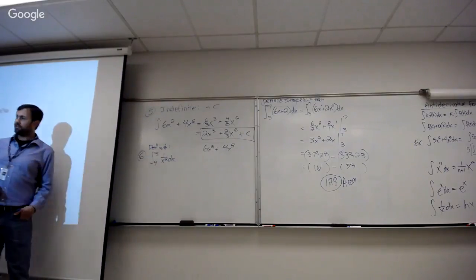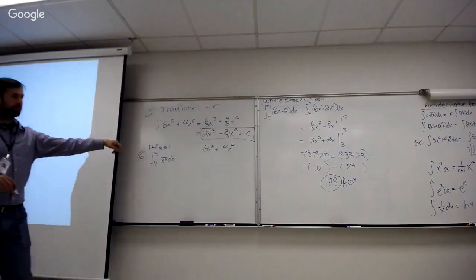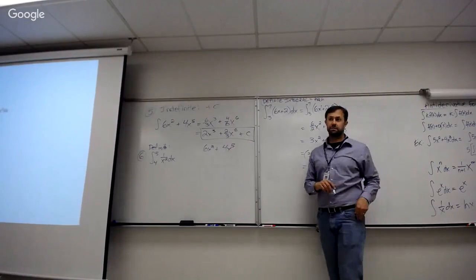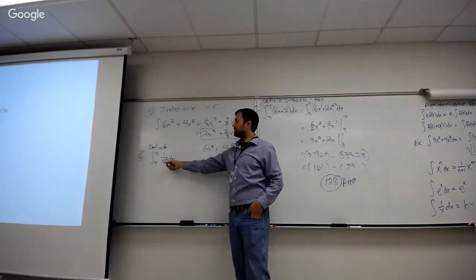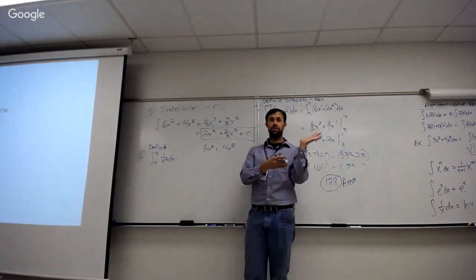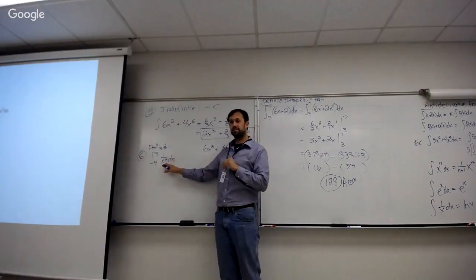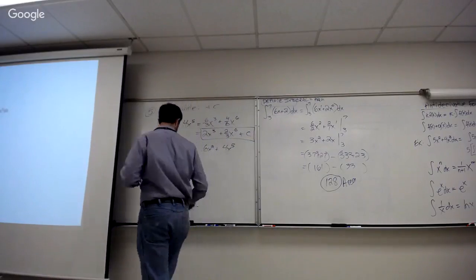Okay, what do we do? Do we have a formula for 1 over x squared? No, we don't. So how do we rewrite 1 over x squared? Just like before with derivatives, you always have to rewrite it as a normal exponent, not in the denominator. So how do we rewrite that?